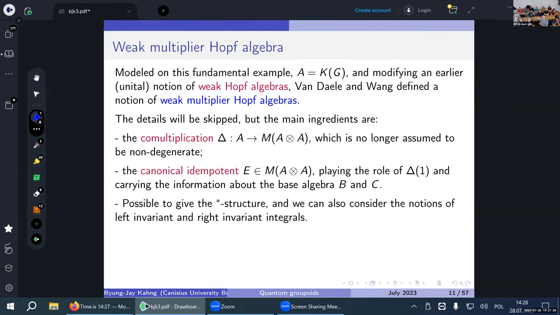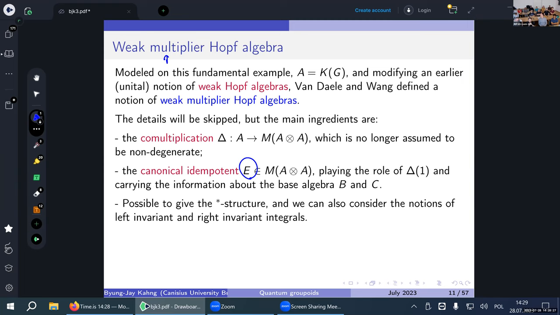I never really defined what a weak multiplier Hopf algebra is, but it's basically modeled after what we just saw. So it should be an algebra, and it doesn't have to require the unital condition though. That's where that comes from. And then the co-multiplication is not going to send one to one tensor one, so it's no longer non-degenerate. But on the other hand, there's a special element E, which is essentially delta one, so it has to be. I wrote down various properties, but you don't need all of them in the definition. You need some of them, and then the other ones will follow as a result.